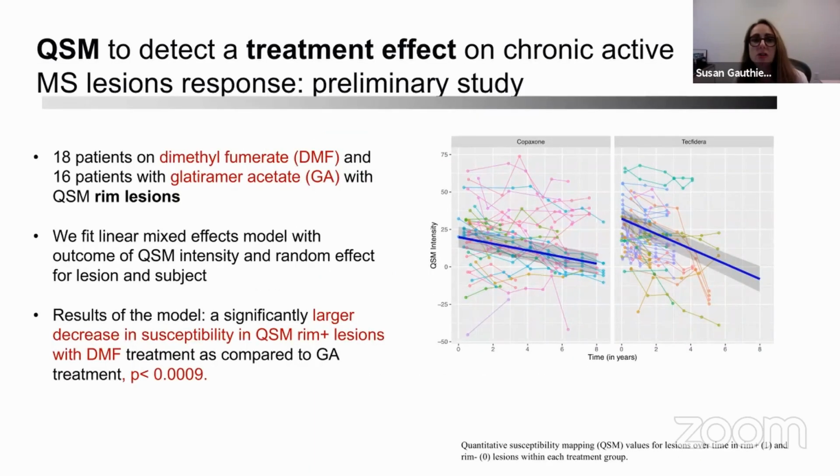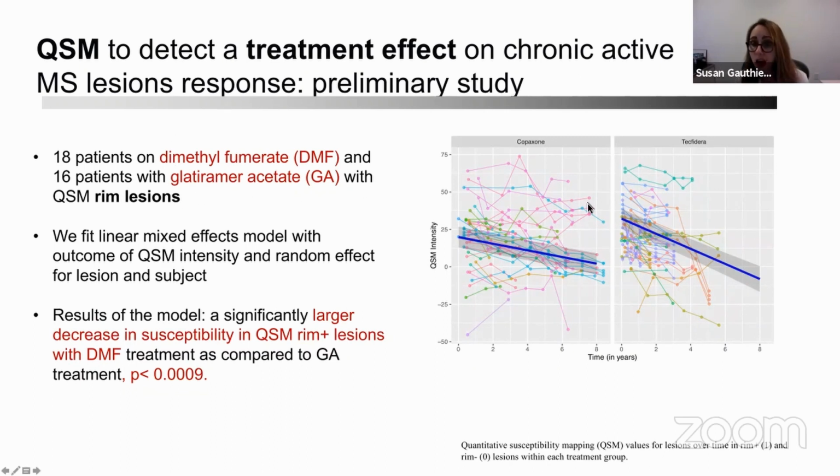We're starting to look at a treatment effect, and this is work that Elizabeth is collaborating on. We have 18 patients treated with dimethyl fumarate. This is a drug that we know gets into the central nervous system, versus another drug called glatiramer acetate, which does not get into the central nervous system. Why this is important is because, again, we're talking about CNS-based inflammation. So we feel that a drug needs to penetrate that blood-brain barrier to affect the microglia within the brain. And all of these patients had rim lesions.